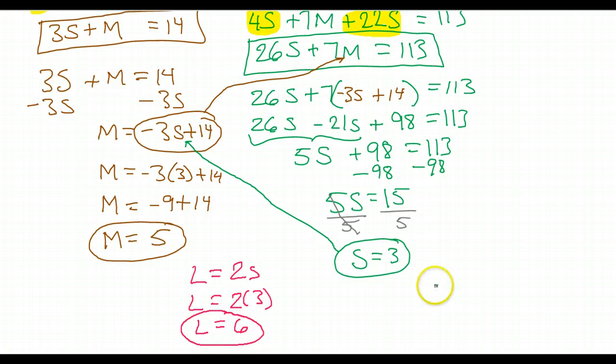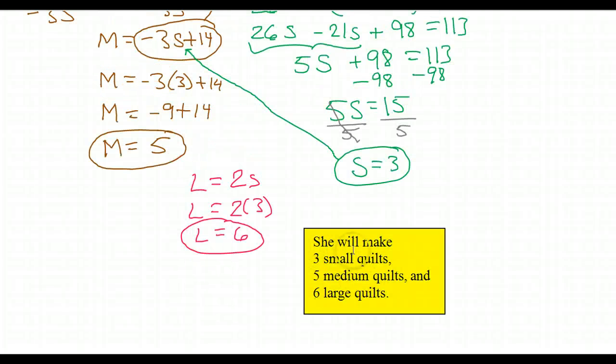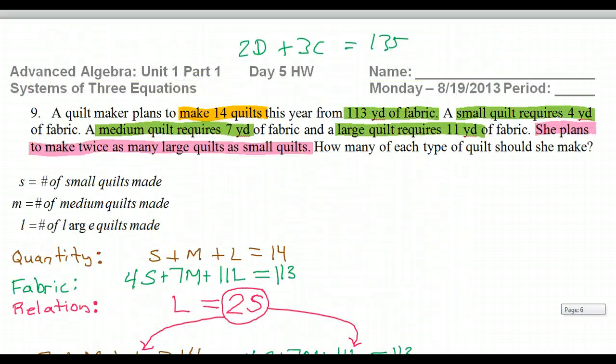All right, this time instead of recording the answer as an ordered triple, we need to record the answer using our words. Okay, and it might look something like this. She will make 3 small quilts, 5 medium quilts, and 6 large quilts. So please do not leave your answers as X's, Y's, and Z's, or even S's, M's, and L's. If it's a word problem, a real world problem, go back and write your answer in the form of a sentence.